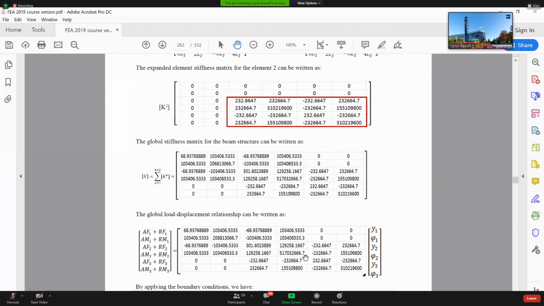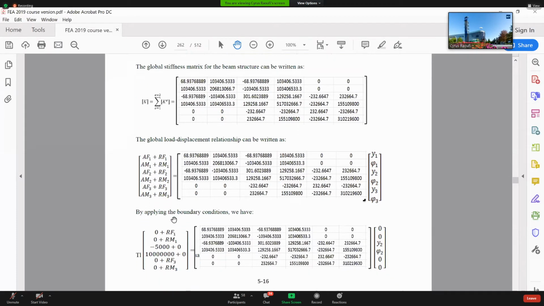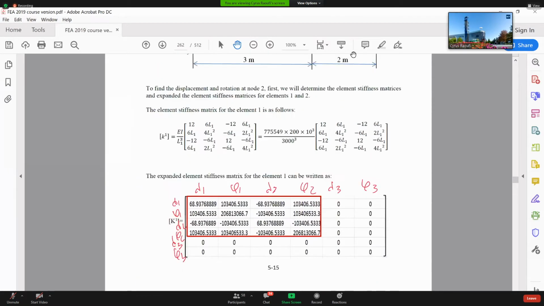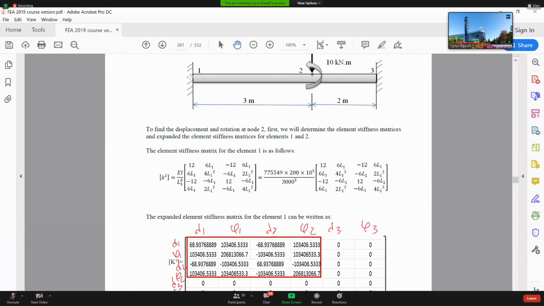Now I'm going to write down the equation, F equals K times D. As I said, D is Y1, phi 1, Y2, phi 2, Y3, phi 3. On the other side, we have applied force plus reaction force, applied moment plus reaction moment for all 3 nodes. That would be the equation. Now you need to substitute the boundary conditions. Let's look at the boundary conditions for displacement first. Since this is a fixture, let me get back here and show. There is no rotation, there is no displacement here, because those are fixed.